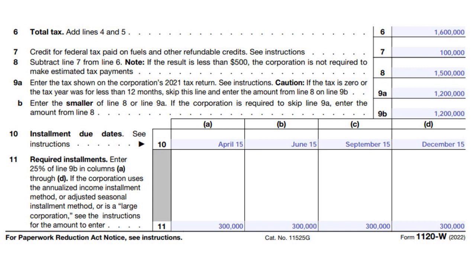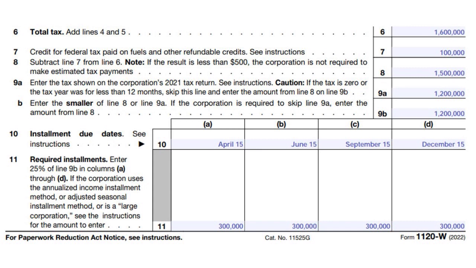Okay, and so you have to put on line 9 the tax shown on the corporation's 2021 tax return, so this will be Form 1120 for last year, so 1.2. The delta here will be discussed later on. So 1.2 million, and you put the smaller of 1.5 or 1.2. So this amounted to 1.2 million.